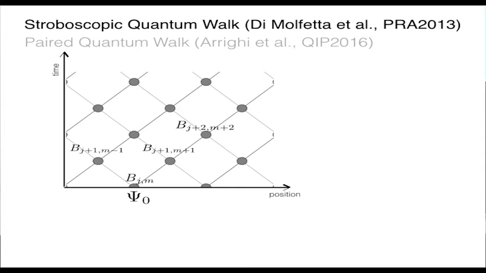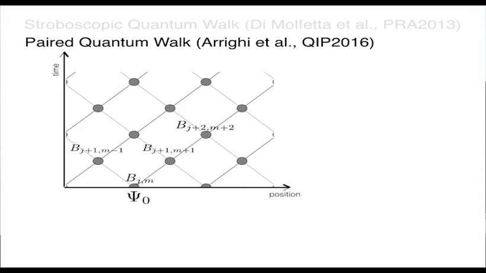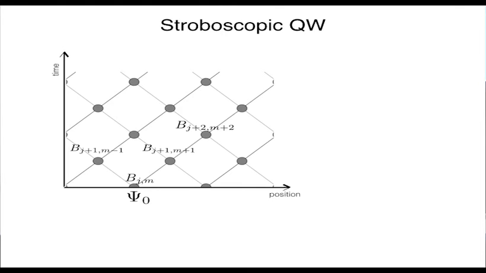Let me come back to our space-time network here, and let me note that there are two different answers to this problem. The first one was introduced by me during my PhD, with a model that I called a stroboscopic quantum walk. And the other solution was introduced by Arrighi and others in 2016, with a model which is called the paired quantum walk. So I will introduce first my model, and then I will spend some minutes on the second one. So, stroboscopic quantum walk, what does it mean?